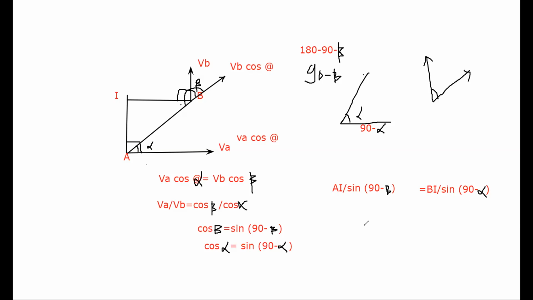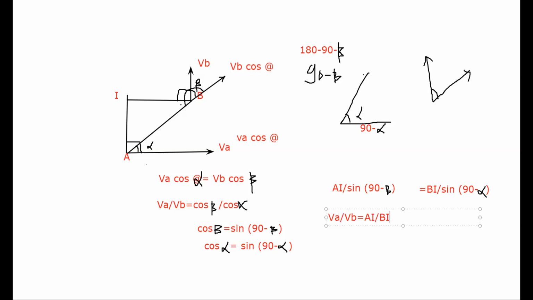Okay, so now I can write from here that VA by VB is equal to AI by BI. So hence it is proved.